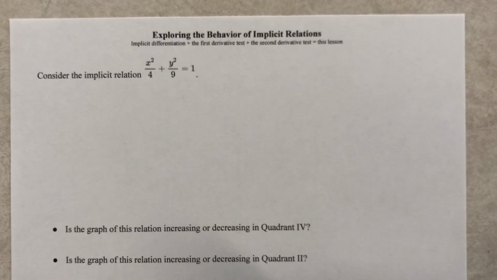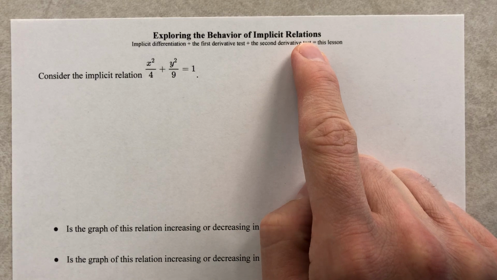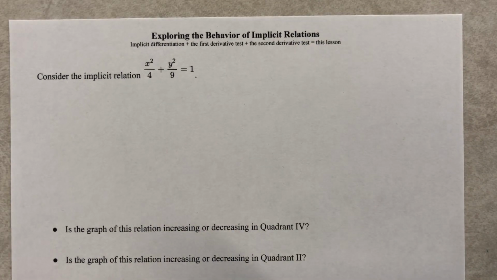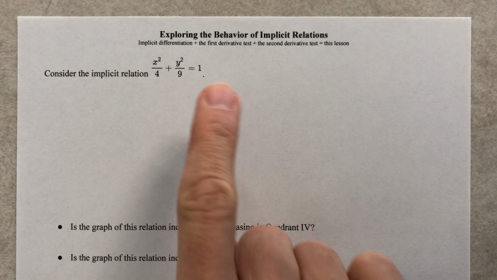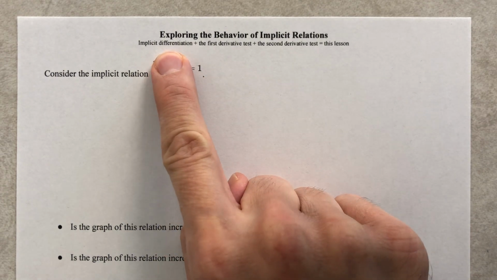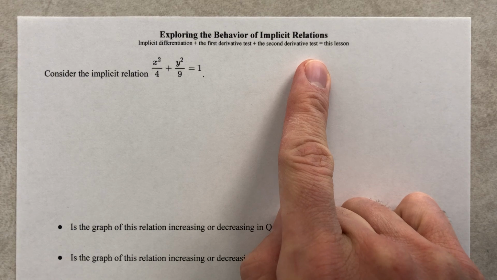Well, let's explore the behavior of implicit relations, not functions, okay? These are not functions. Otherwise, we could solve for y and do this explicitly, not implicitly. So here we go. Let's scan through here. And by the way, the subtitle is worth reading: implicit differentiation with the first and the second derivative test. And it is this lesson, and it's lots of fun.